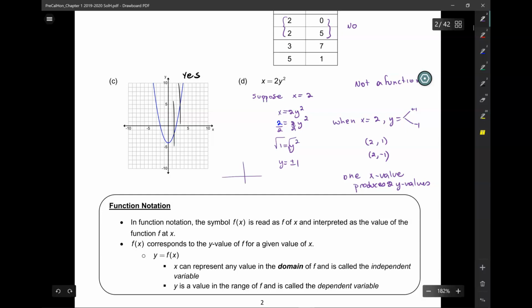Think of it like this. One x can't have 2 y's. I know how it looks. I was trying to get a word. One x cannot have 2 different y values.